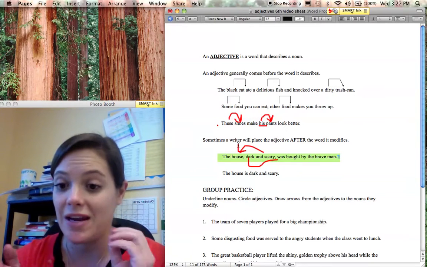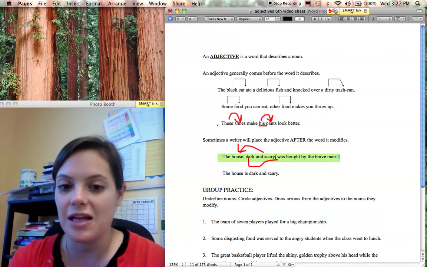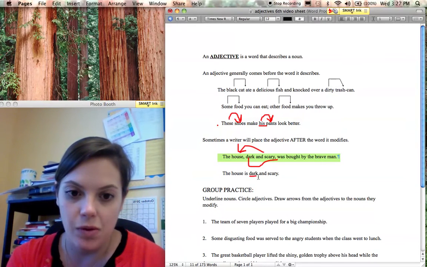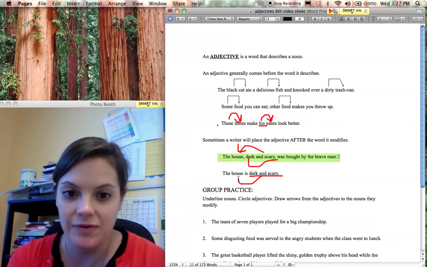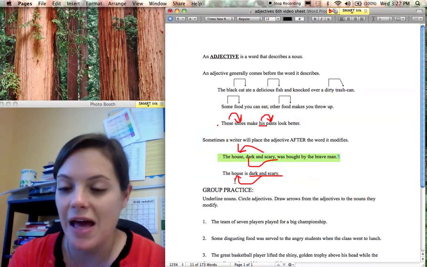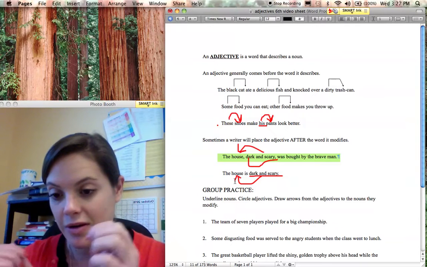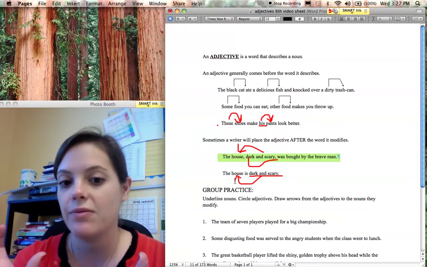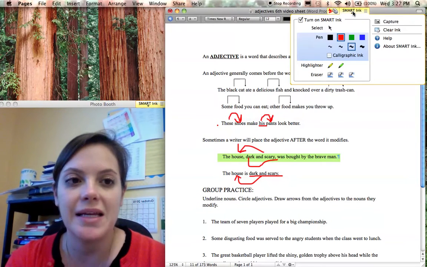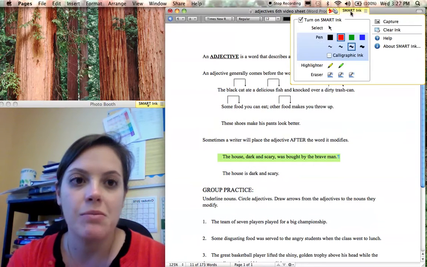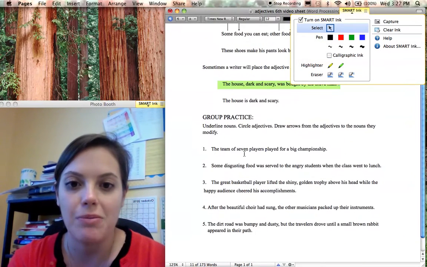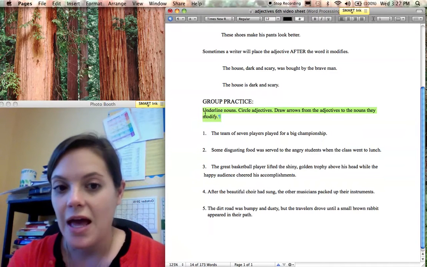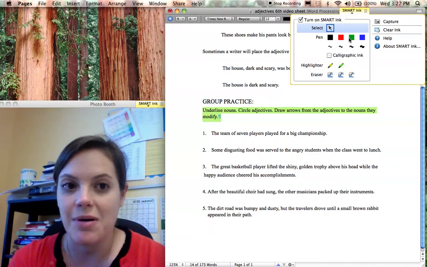So sometimes you'll see a noun, and then adjectives set off by commas to describe it. Or the other alternative is when you have your adjectives describing a noun coming after a be verb. So you'll have noun, be verb, adjective, and that be verb is just linking the adjective to the noun. Let's take a look at some more practice down here, and I want you to make sure you're marking on your paper along with me. We're going to underline nouns, circle adjectives, and draw arrows from the adjectives to the nouns that they modify.